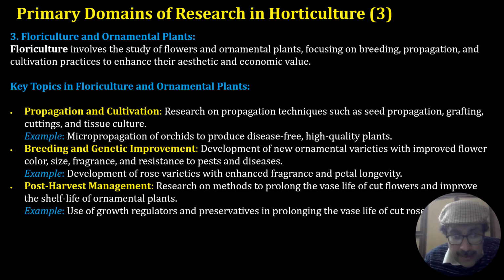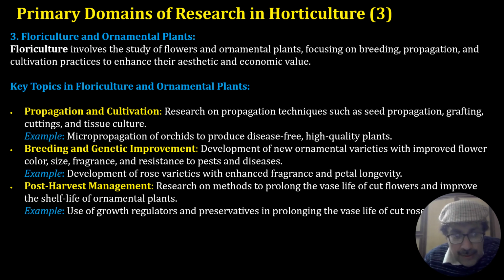The second key topic is breeding and genetic improvement, and in this key topic, the research would include the development of new ornamental varieties with improved flower, color, size, fragrance, and resistance to pests and diseases. An example would include development of rose varieties with enhanced fragrance and petal longevity.